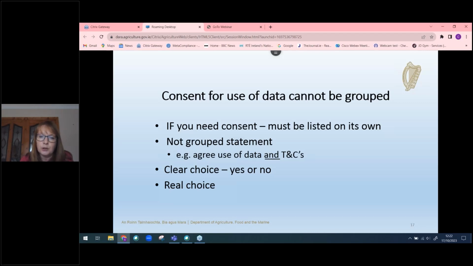It needs to be a clear choice. So do you agree to the use of your data, yes or no? And it needs to be a real choice. It can't just be there for the optics. It absolutely needs to be real, that they can say no as well as yes.